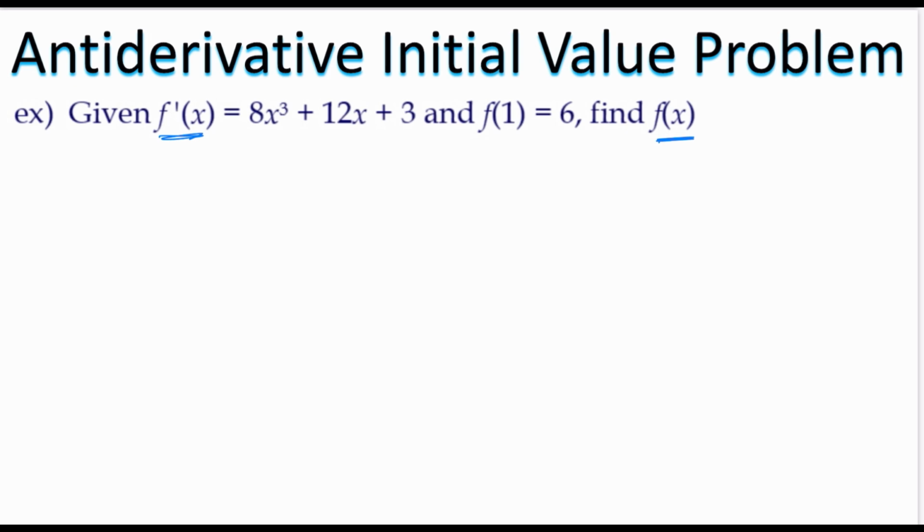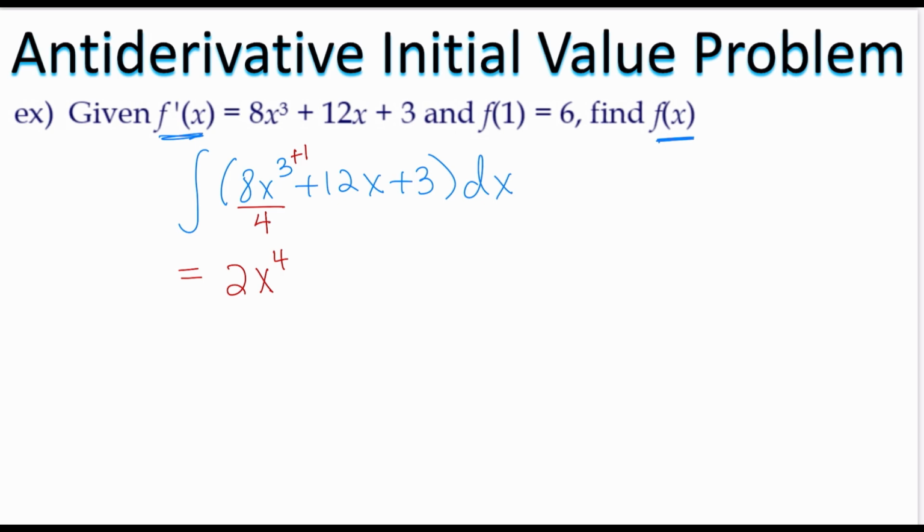So I'm going to set up the problem as the antiderivative, and that's the symbol for it, of 8x cubed plus 12x plus 3 dx. I am going to apply the anti-power rule. I'm going to add 1 to the power and divide by that new power. In this case, I'm going to get 2x to the 4th power. Why 2? Because 8 divided by 4 is 2.